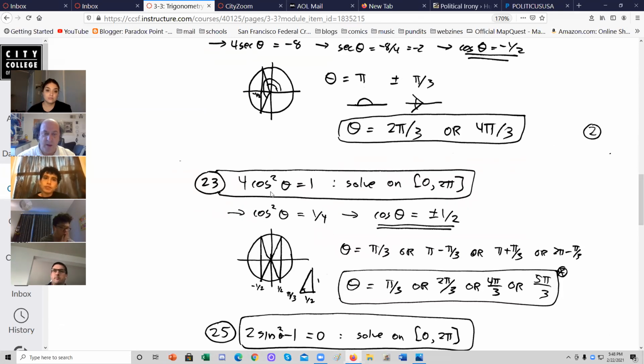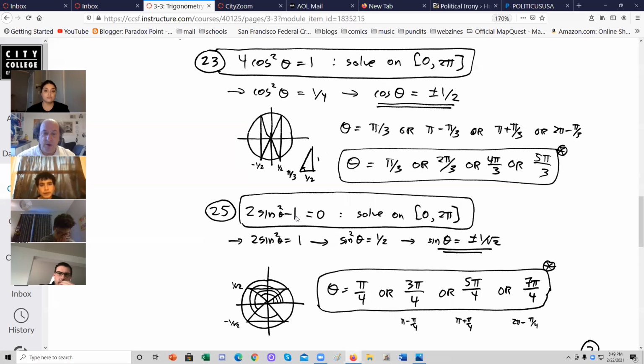4 cos squared equals 1. Solve that again on the unit circle. All right, cos squared equals 1/4. Therefore, cosine is plus or minus 1/2. Plus or minus, watch out. So at plus 1/2, here's this. At minus 1/2, here's this. Here are the 4 solutions. This is at pi thirds. This is pi minus pi thirds. This is pi plus pi thirds. This is 1 full rotation, 2 pi minus pi thirds. Pi thirds or pi minus pi thirds or pi plus pi thirds or 2 pi minus pi thirds, which comes out to pi thirds or 2 pi thirds or 4 pi thirds or 5 pi thirds.